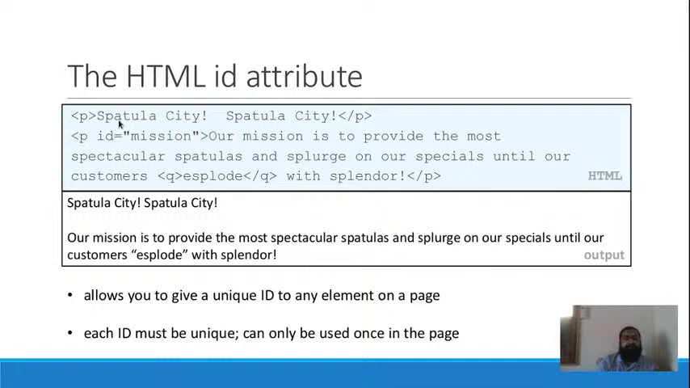So it says spatula city, and for the next p tag we have the ID mission, and what is this q tag for? Double quotes that we have seen yesterday, or earlier in our class. So you have a p tag which says our mission is to provide the most spectacular spatulas and splurge on the special until our customers, double quotes, explode with splendor. So that is the HTML part that we want.